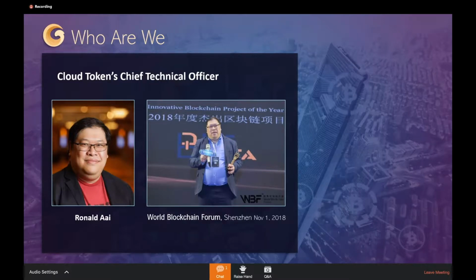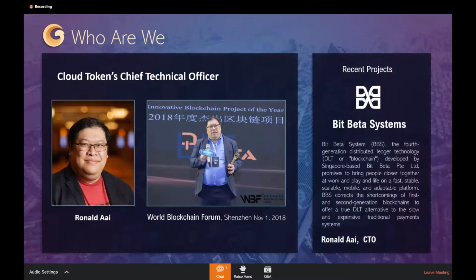You can see a logo behind him for BitBeta Systems. This is one of the companies that he helped found and was the Chief Technical Officer for. Now, BitBeta Systems is a Singapore-based company. It's registered in Singapore. And one of the things that they do is they focus on this fourth-gen tech that we've been talking about, and really bringing what I would consider the holy grail of blockchain cryptocurrency development.